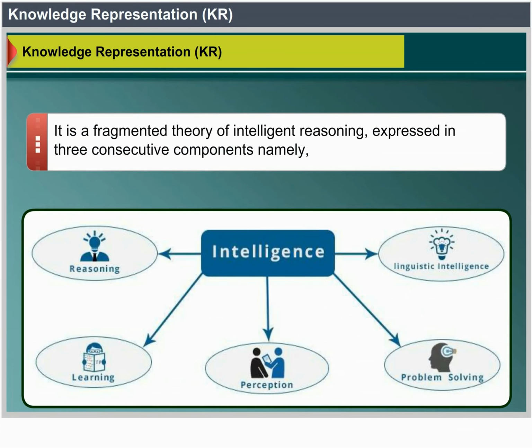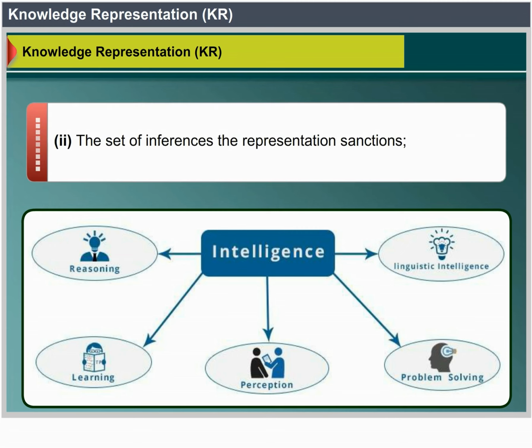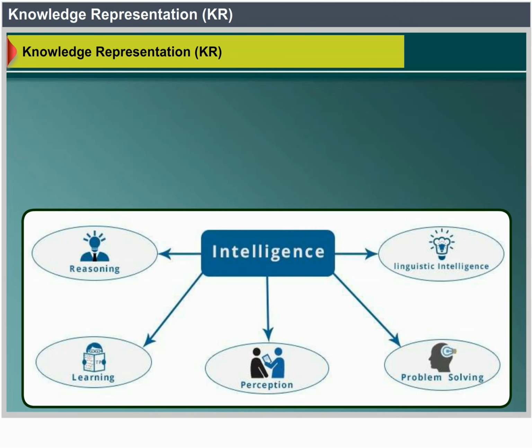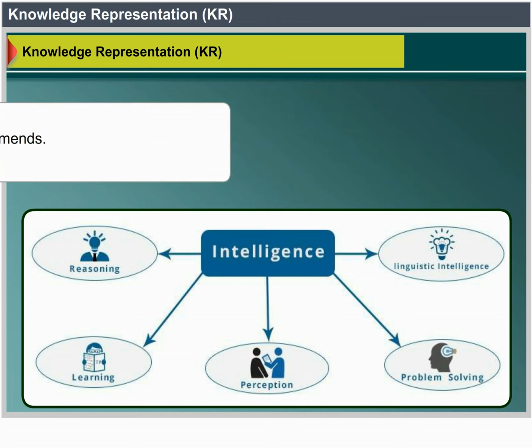It is a fragmentary theory of intelligent reasoning, expressed in three components, namely the representation's fundamental conception of intelligent reasoning, the set of inferences the representation sanctions, and the set of inferences it recommends.